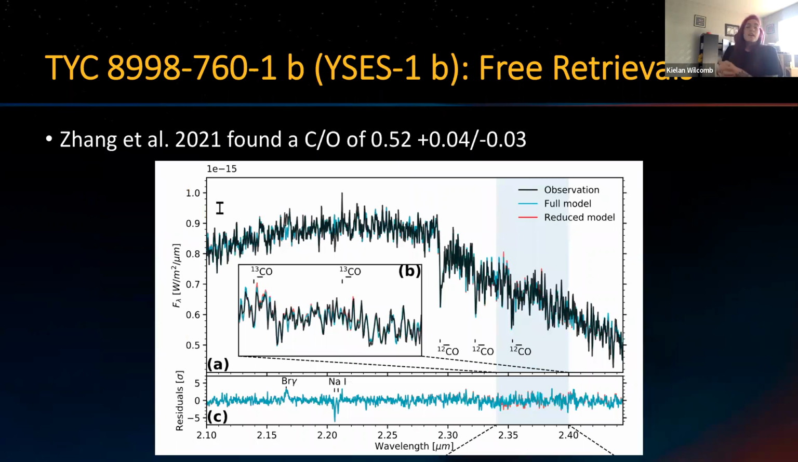And lastly, Zhang et al. 2021 measured the CO isotope ratio for the very first time, and the C to O ratio of TYC 8998-760-1 or YSES 1. That's what Alex Bohn is trying to call it. B, using free retrievals, and shown here is a plot of the retrieval models versus the observed data. And the C to O ratio they found for TYC b or YSES 1b is 0.52.